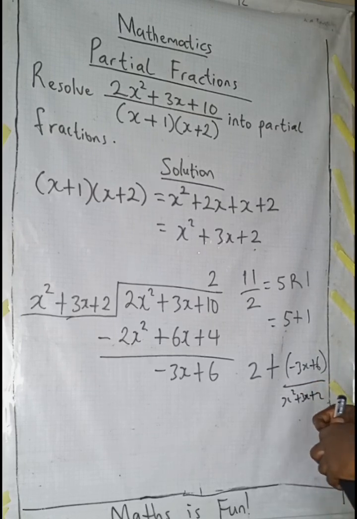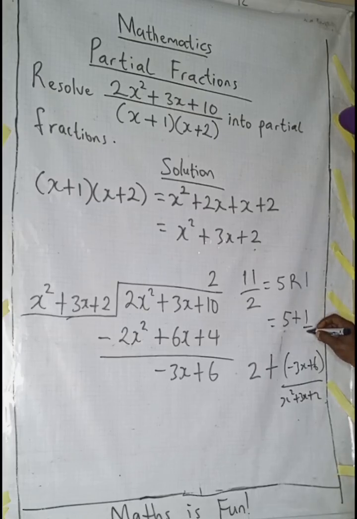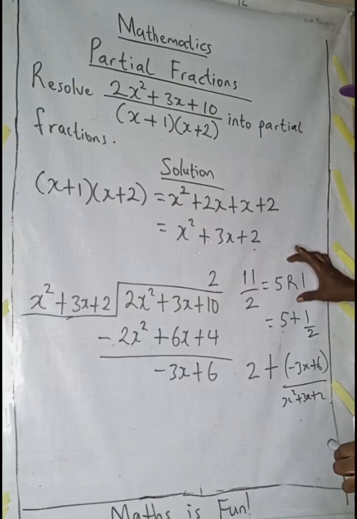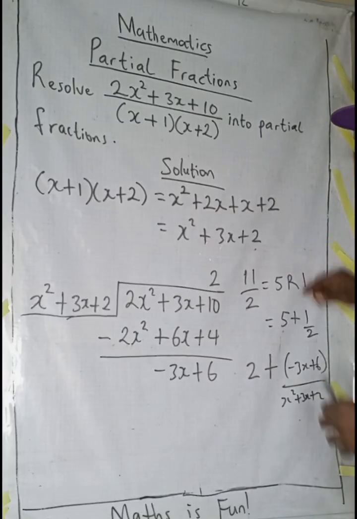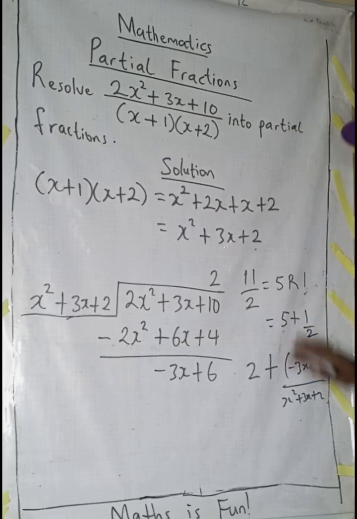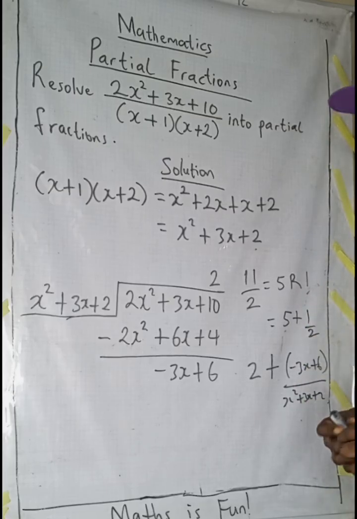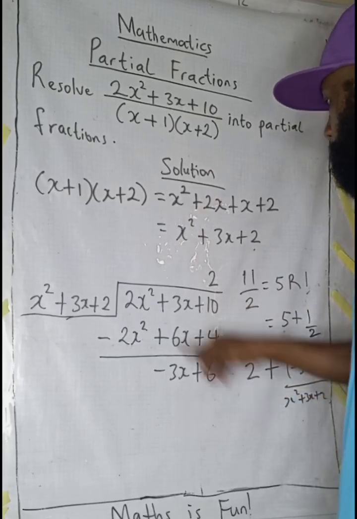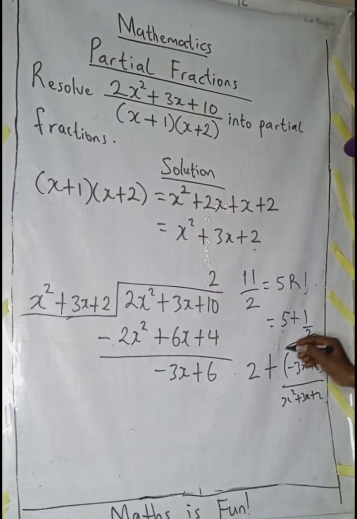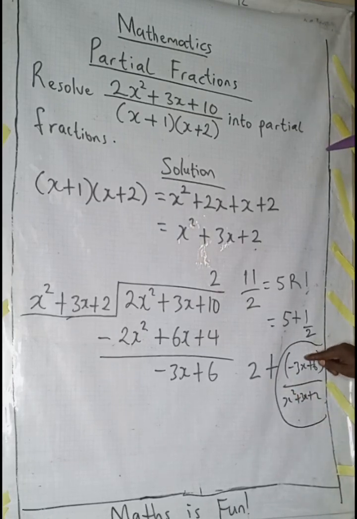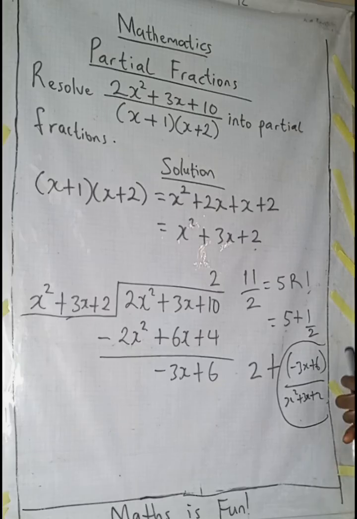Just like you have 5 plus 1 over 2, which can give us 5.5. So the full answer here is 5 remainder 1 out of 2, which is 5 plus 1 over 2. So the same thing here. This divided by this will give us 2 remainder this out of this. So let's work with this fraction now. This fraction now is a proper fraction. You can see the degree here is 1, here it is 2. So we now have a proper fraction, right?